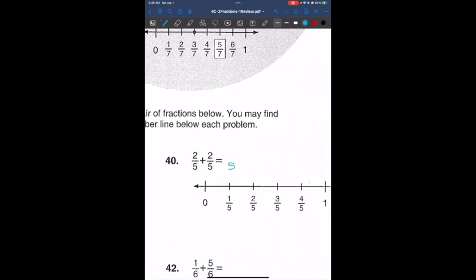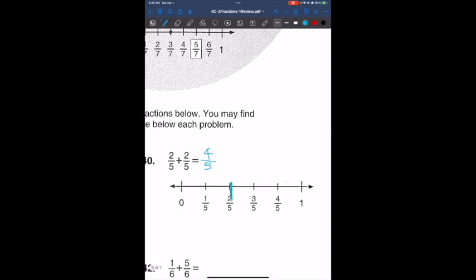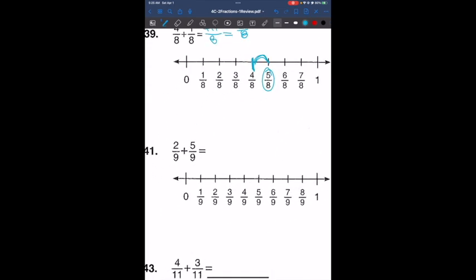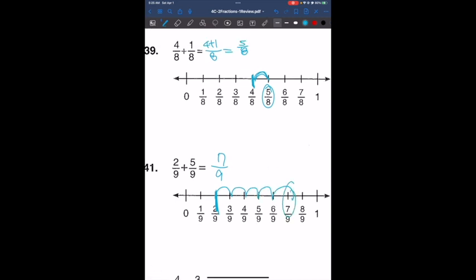In this case, our denominator is the same, so it's going to be 4 over 5. Again, we start at 2 over 5, and since we know that one space is worth 1 over 5, to add 2 over 5, we go 2 spaces, and it's going to bring us to 4 over 5. Same denominator, so just add the numerator to get 7 over 9. Again, we start at 2 over 9, and one space is worth 1 over 9, so we're going to go 5 spaces. And that's going to bring us to 7 over 9.